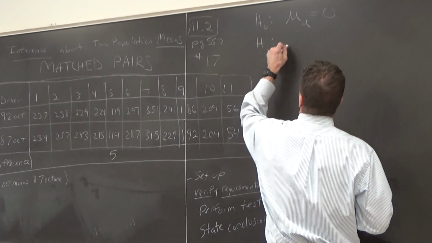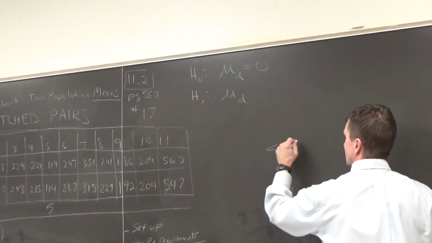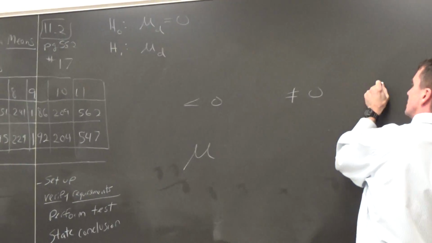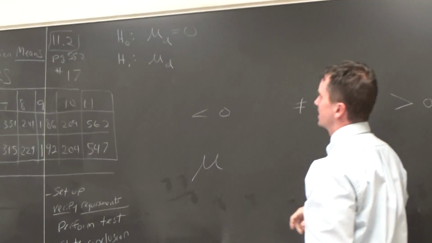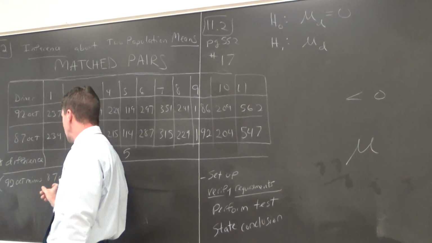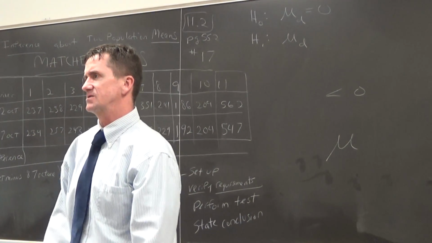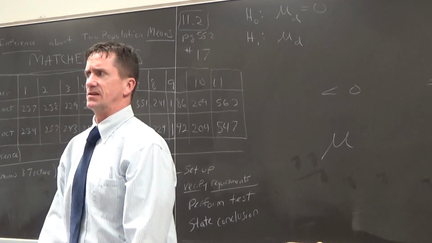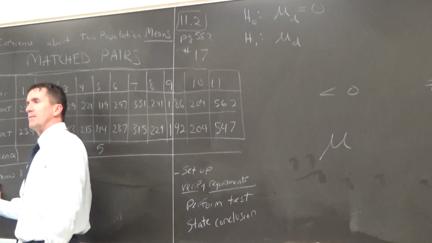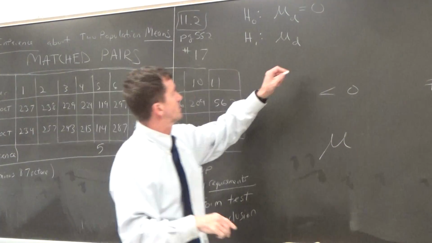But H1 could be one of three things. It could be less than 0, not equal to 0, or greater than 0. We've got to determine this. If we're doing 92 octane minus 87 octane, remember, the alternative hypothesis is that the 92 octane gives you better gas mileage. So a higher mileage minus a lower mileage would be greater than 0. So I'm going to put greater than 0.